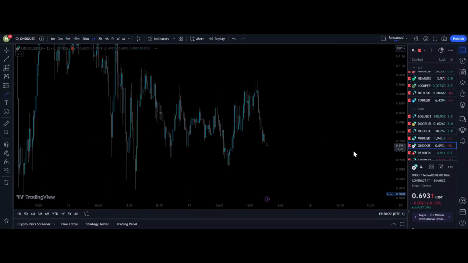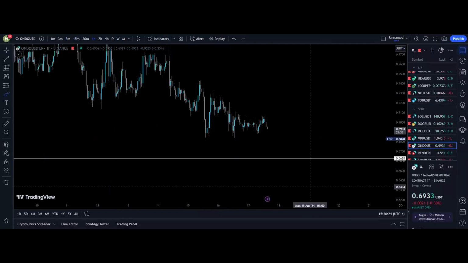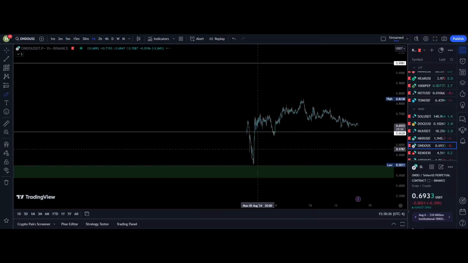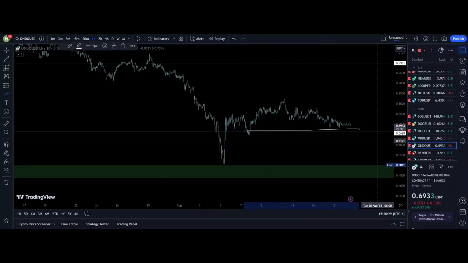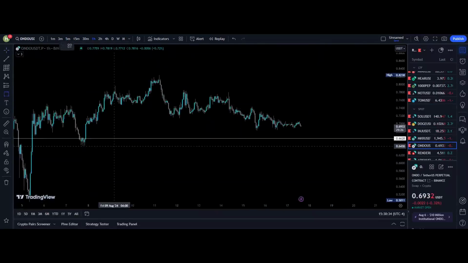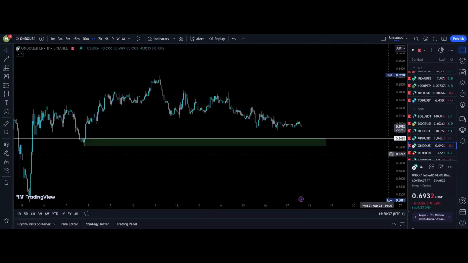Let's do a few more pairs, and we can call it off. Ondo, same range idea. You're potentially going to retest this demand and could potentially get a pump. This is the zone I'm watching. Okay, this actually looks good here. We have formed too many EQ lows.